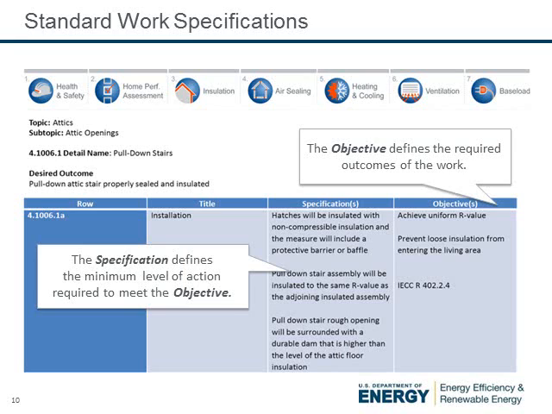In this slide, we can see how an individual specification in the larger document is laid out. This is talking about attic openings, and particularly pull-down stairs, and what you do when you are installing insulation in a pull-down stair assembly. If you look at the far right-hand side of this table, the big picture here is the objective. It says what we are trying to achieve when we're doing this particular task, the sealing and insulating of a pull-down stair in an attic.